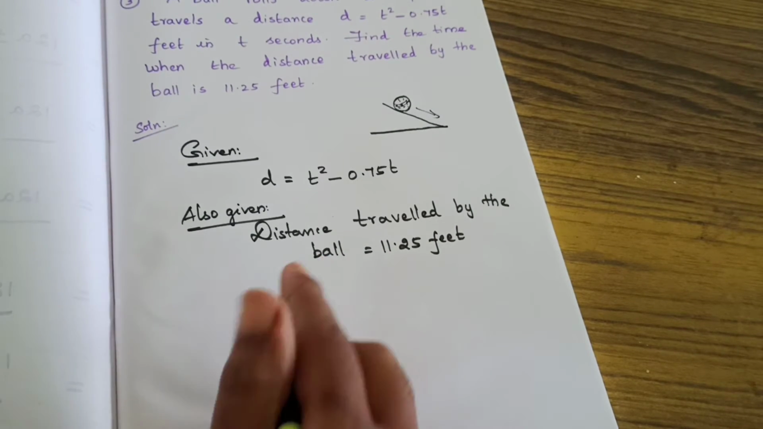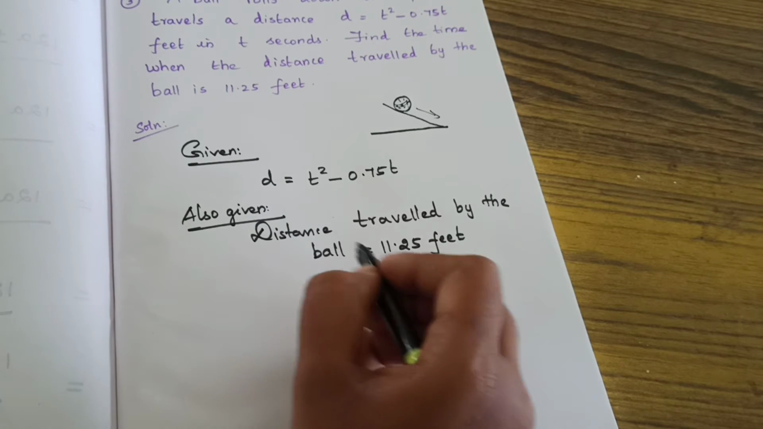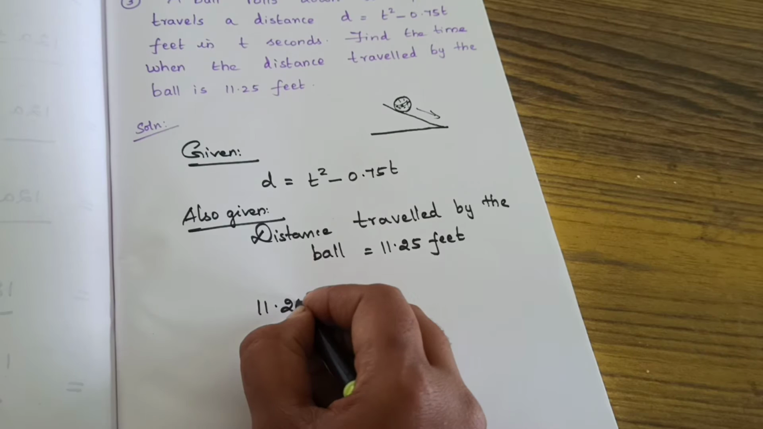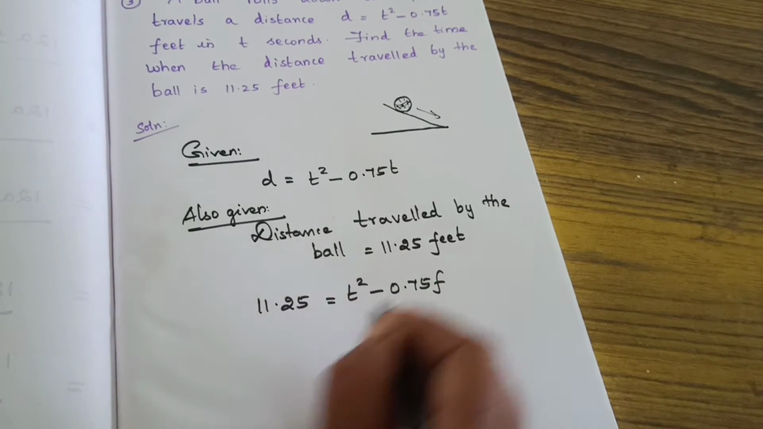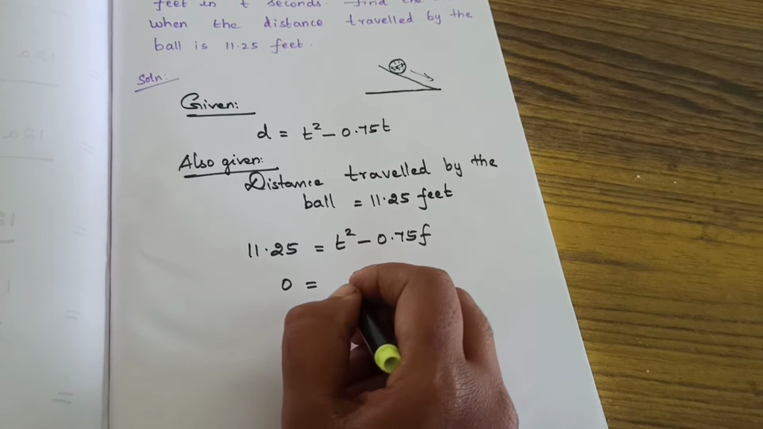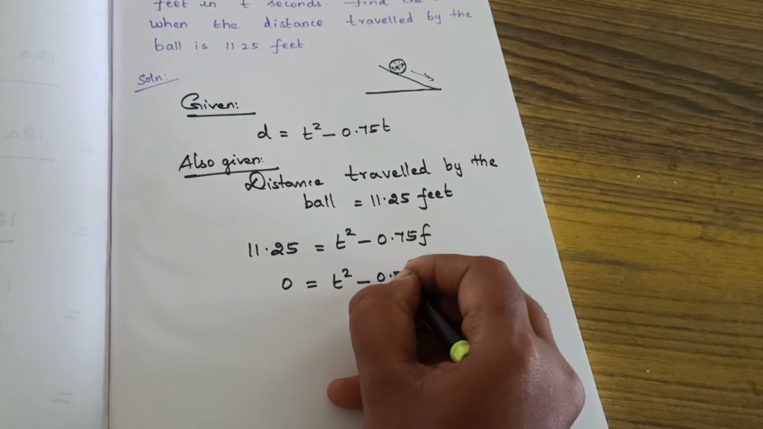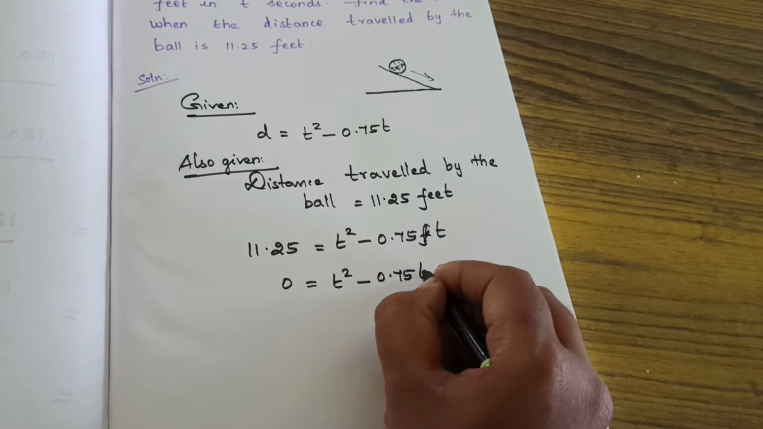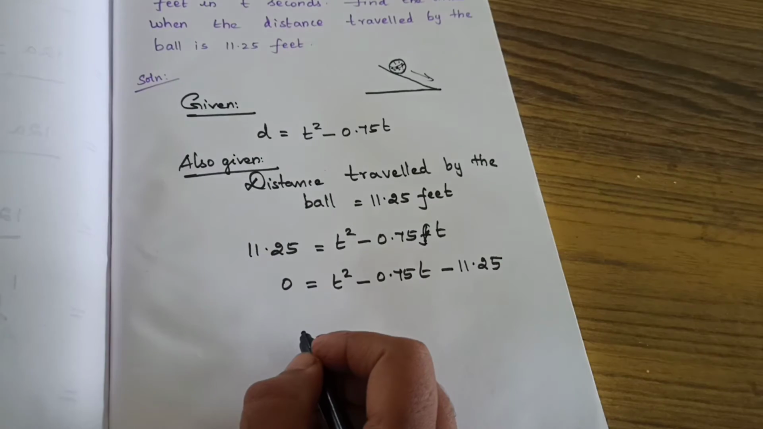So just substitute this. Very simple answer only. Listen. Distance travelled by the ball is given as distance. So this distance, what is given? 11.25 equal to t square minus 0.75 t. So just take all the terms to one side. 0 is equal to, we are changing this into the standard form of the quadratic equation. So t square minus 0.75, sorry, this is t. So t, and transposing this side, minus 11.25.